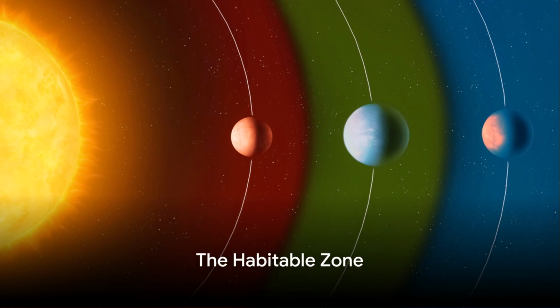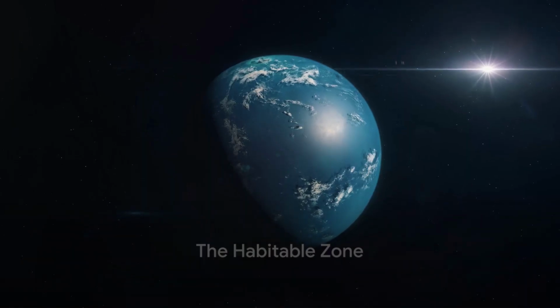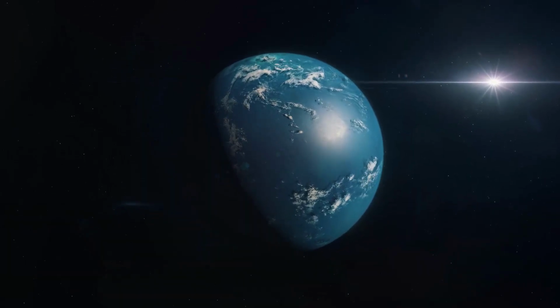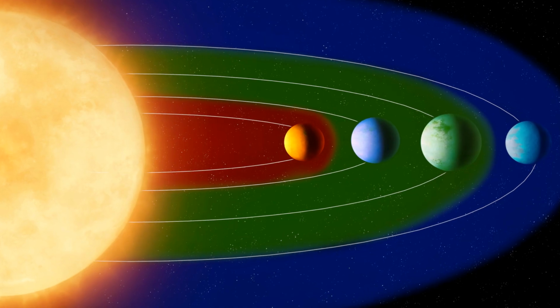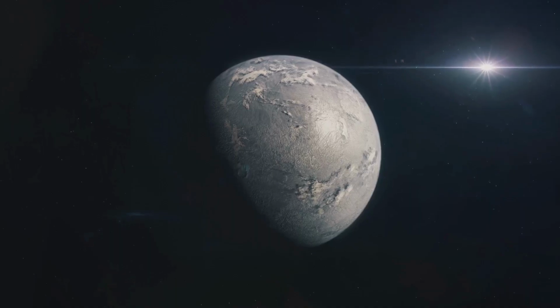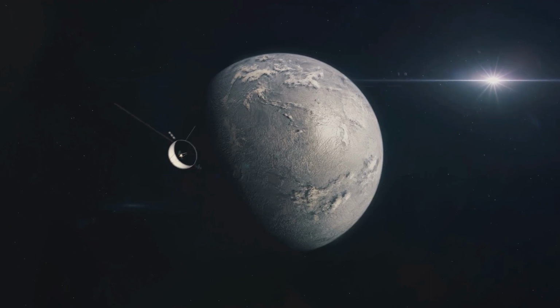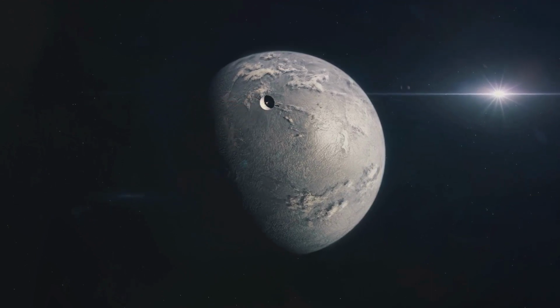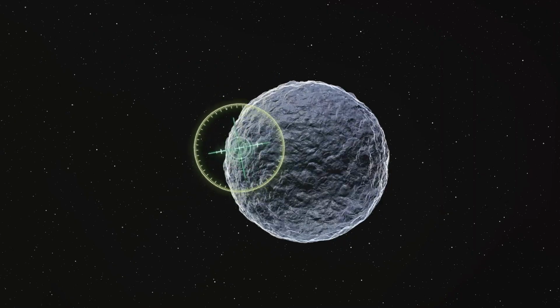But not all exoplanets are created equal. For life as we know it to exist, an exoplanet needs to be in the habitable zone. This is the sweet spot where conditions might be just right, not too hot, not too cold, for liquid water to exist on the surface. And where there's water, there just might be life.